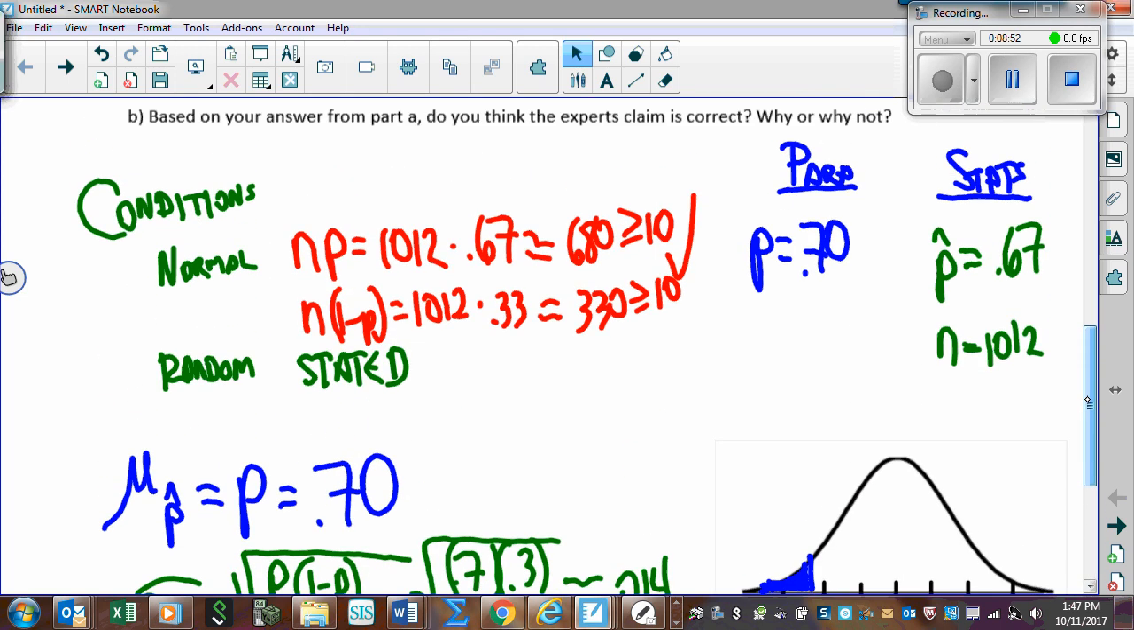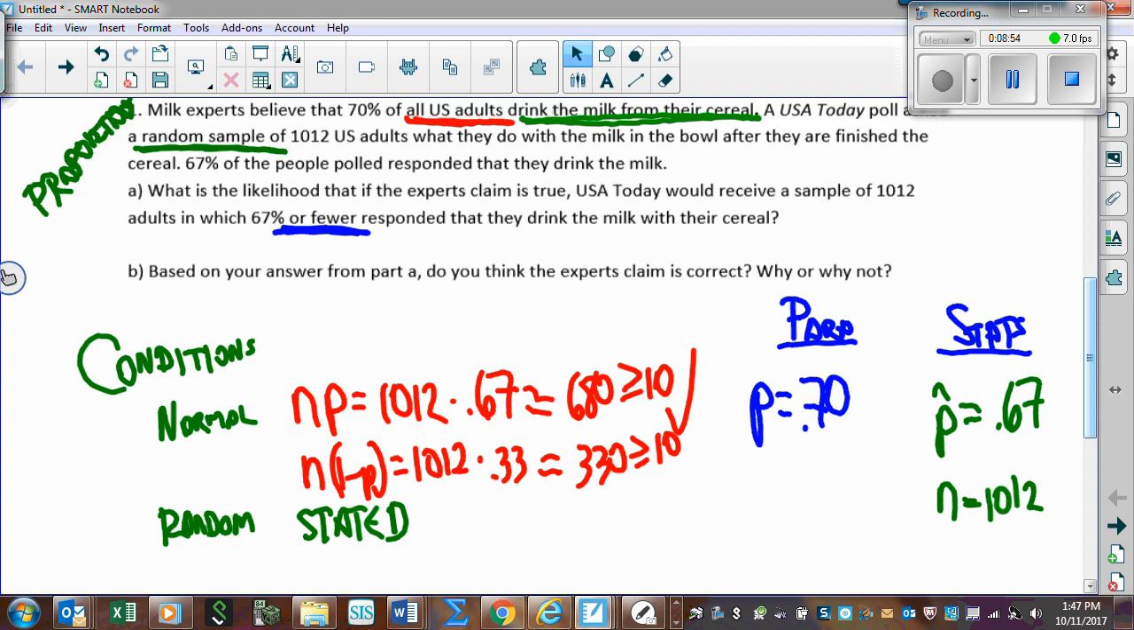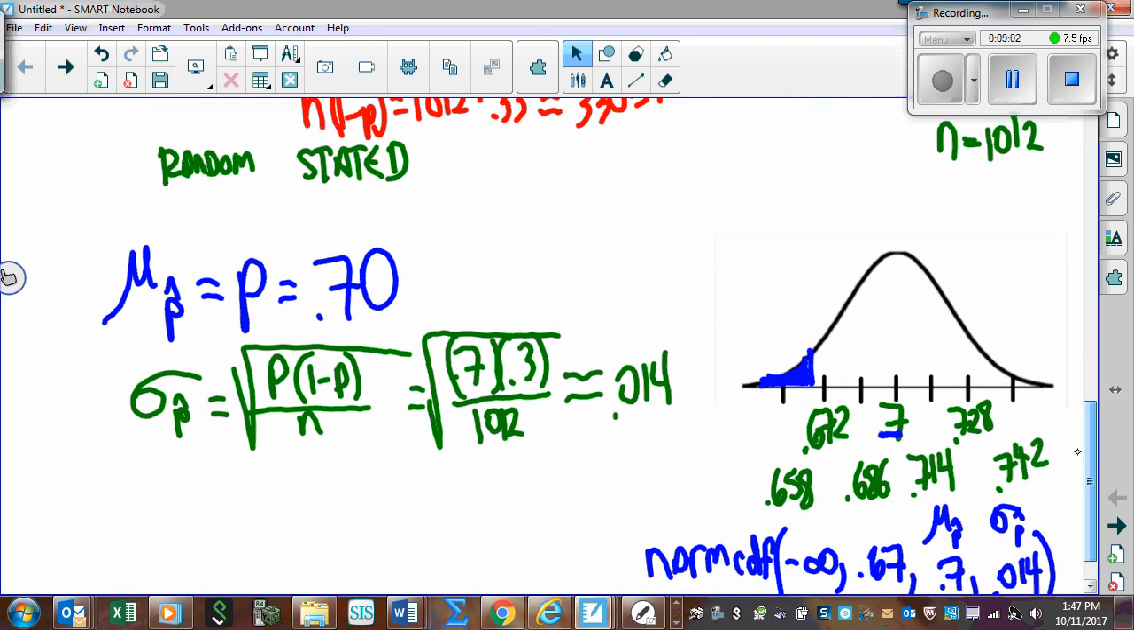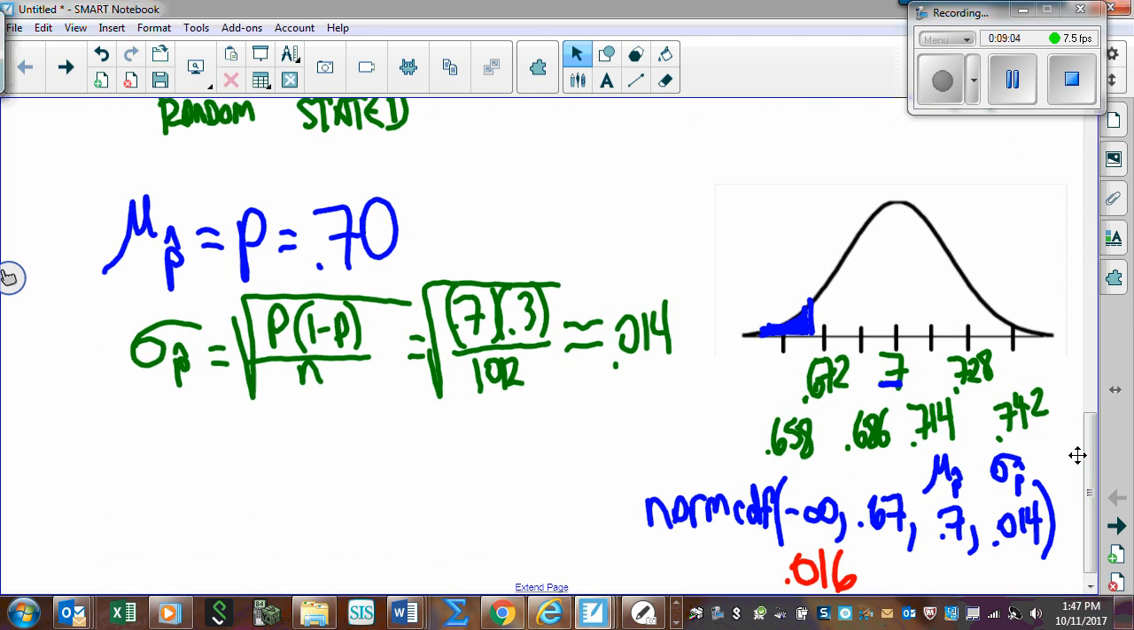And so it's based on your answer for part A. Do you think the expert's claim is correct? Why or why not? Seems like it wouldn't be correct because it just seems so unlikely, 1.6% chance. Not impossible, but seems unlikely.